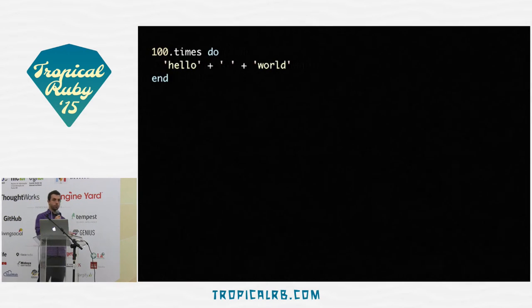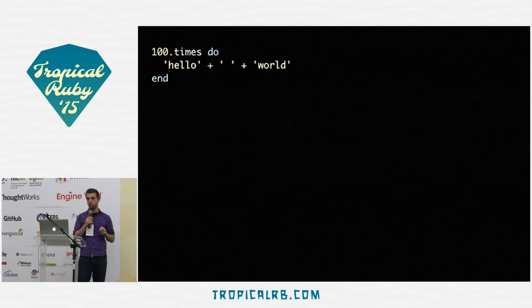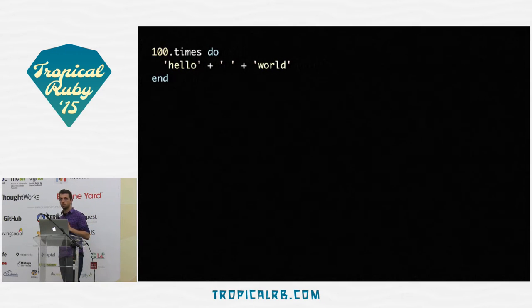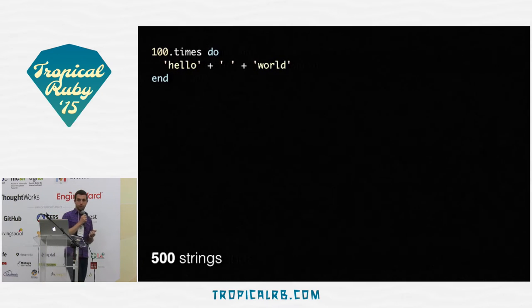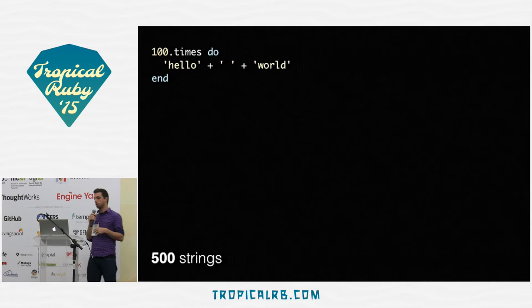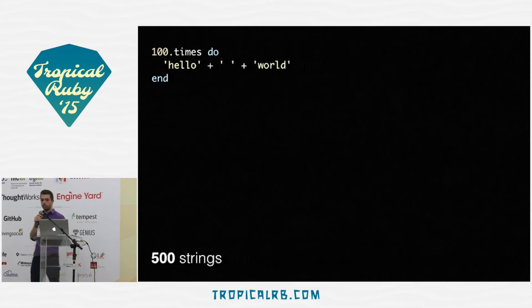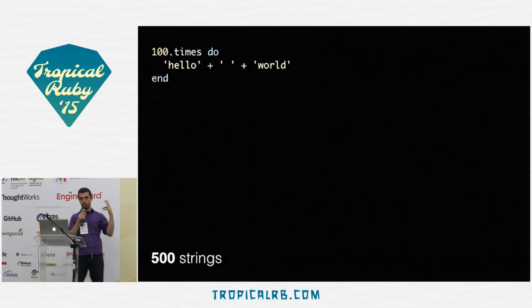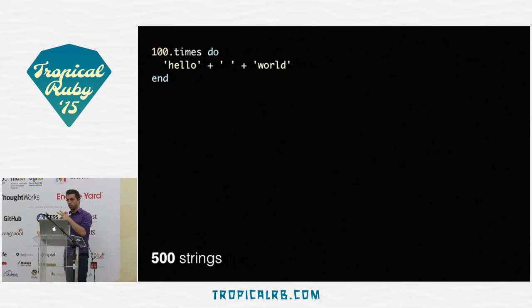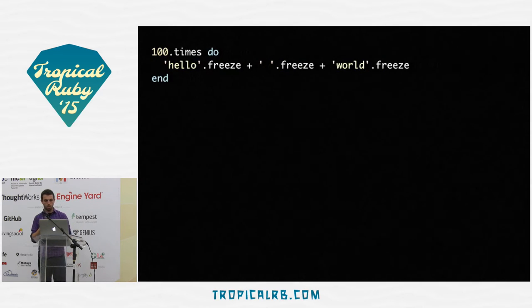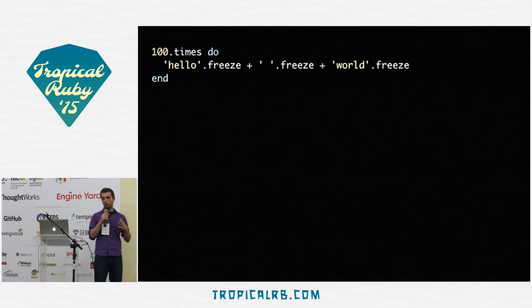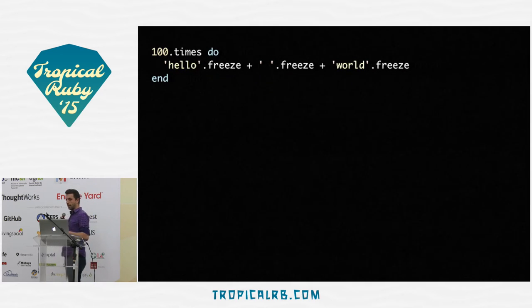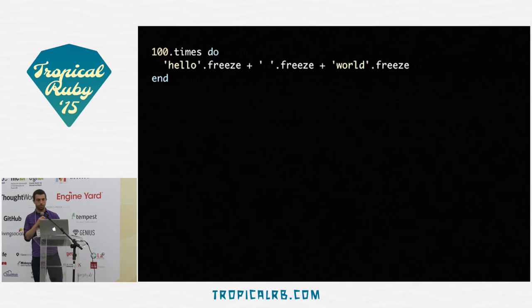So how many strings would you imagine this code would create? Any guesses? No guesses. Okay. The answer here is 500 strings. So we're doing it 100 times. Inside of each one, we create 5 strings. The 5 strings are hello, space, world, hello, space, and hello, space, world. Does everyone follow with that? Okay. How many strings would this create? So 100 times now, we're doing the exact same thing, except we're calling freeze on each of these strings.